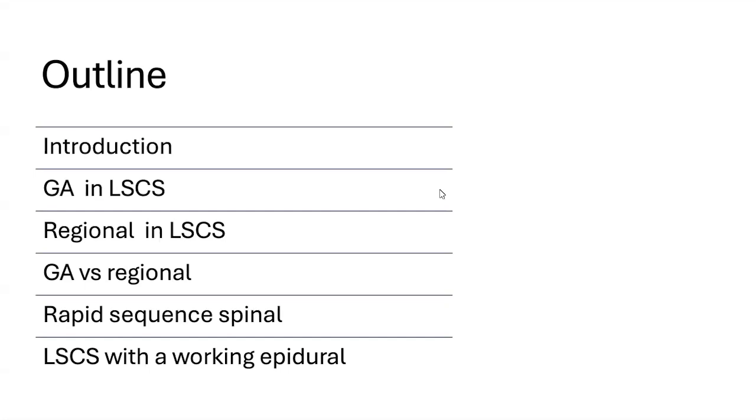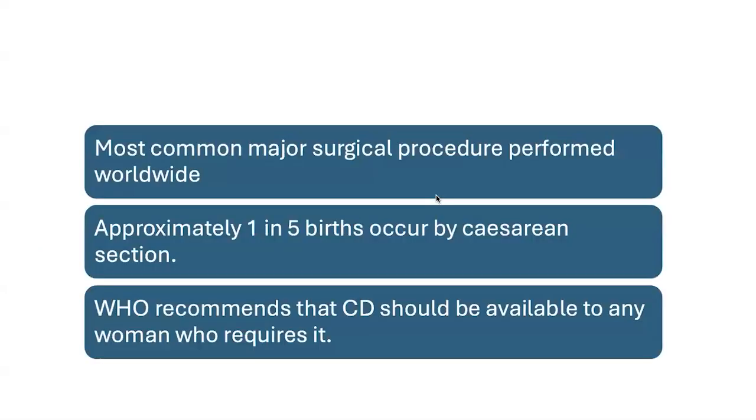This video is about epidural anesthesia and how to convert a working labor epidural to an anesthetic for lower segment cesarean section. As we all know, it is the commonest major surgical procedure performed worldwide, approximately 1 in 5 births. WHO recommends that a cesarean section should be available for any woman who requires it at any place.